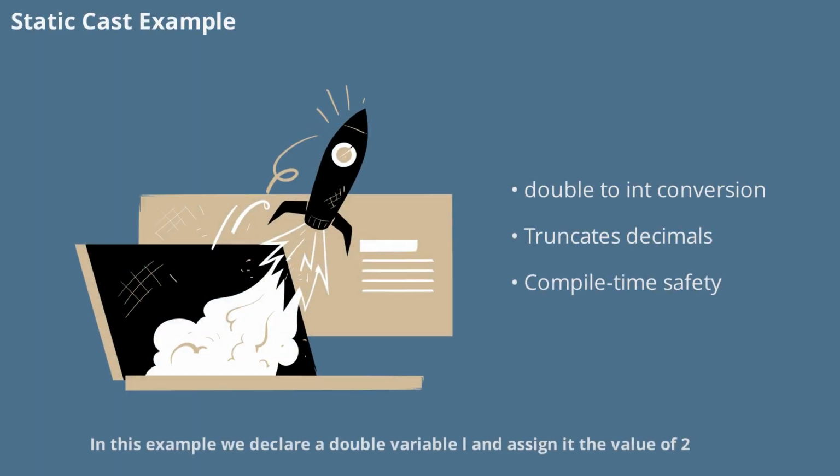In this example, we declare a double variable L and assign it the value of 2.5 multiplied by 3.5 and 4.5, resulting in 39.375. Using static cast int L, we convert the double to an integer, which truncates the decimal part and stores 39 in the integer variable tot. This demonstrates how static cast can be used for safe, compile-time conversions between numeric types.